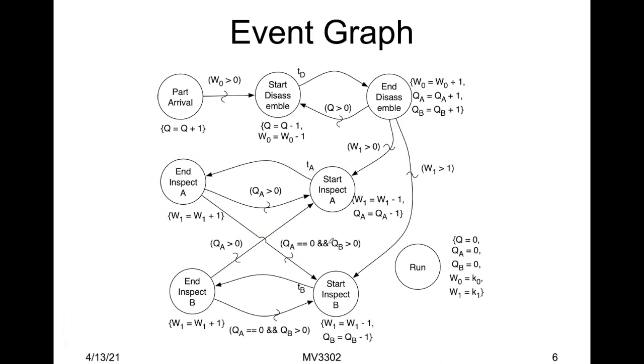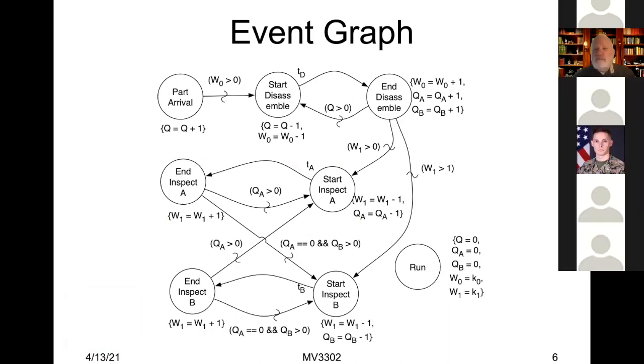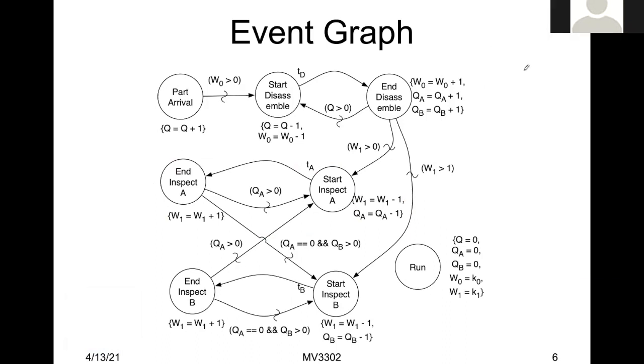Arnie, I have a question, just one step back. If W1 is the if statement for both inspect A and inspect B, maybe I missed it, how do you say which is scheduled first? Because if it's W, I mean, I guess it would just wash out.